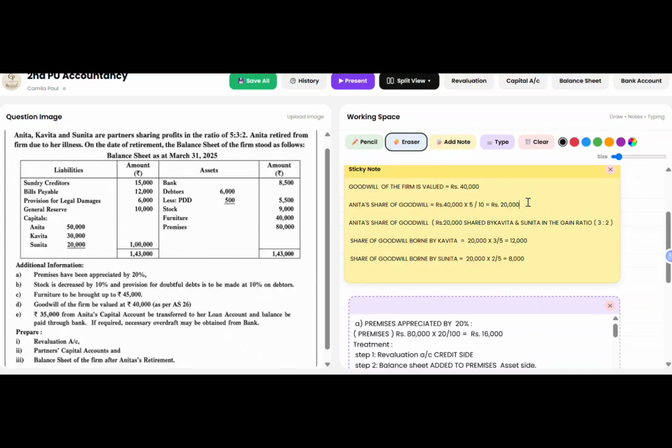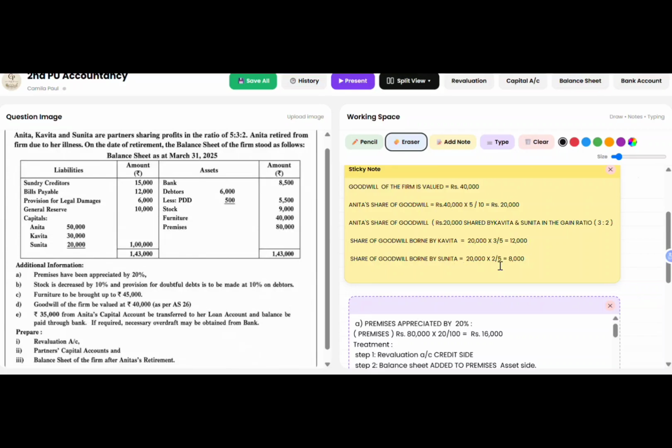Since Anita is retiring, her share of goodwill will be borne by Kavita and Sunita. So Anita's share of goodwill will be 20,000. That should be shared by Kavita and Sunita in the gain ratio 3 is to 2. So the share of goodwill borne by Kavita will be 20,000 into 3 by 5, that is the gain ratio of Kavita, which will be 12,000, and the share of goodwill borne by Sunita will be 20,000 into 2 by 5, that is 8,000.